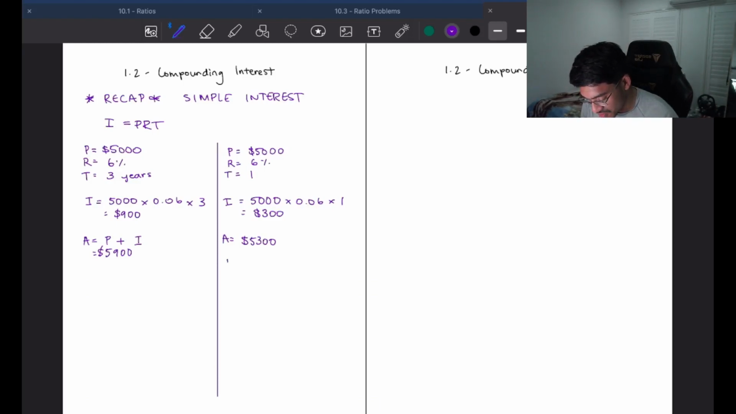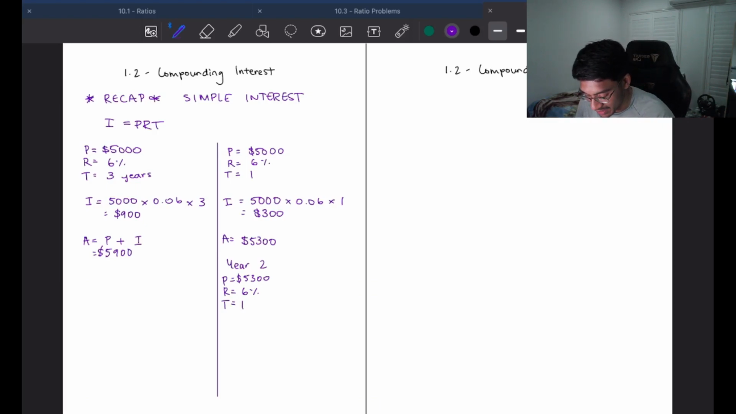So let's just say year two, right? Before was my first year, now I'm year two. My principal is now $5,300, because I've taken that money out of that bank account and now I'm putting it in a different bank account. My interest rate is still the same, so it's still 6%, and my time is still 1 year.